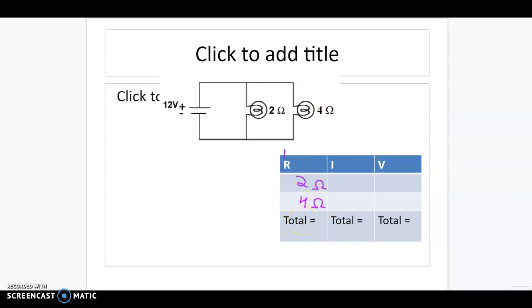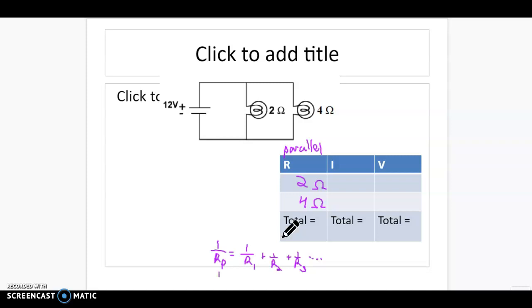But because this is parallel, I can't just add up the resistance. It works differently than series. So to find the total resistance in parallel, I have to use this relationship. This is on your reference sheet. It's something that you can have in your notes, and you can use your notes for quizzes and tests. But it's this equation: 1 over R1 plus 1 over R2 plus 1 over R3, and you can keep going. But we only have 2 resistors here.